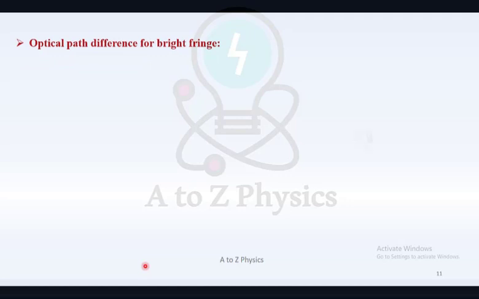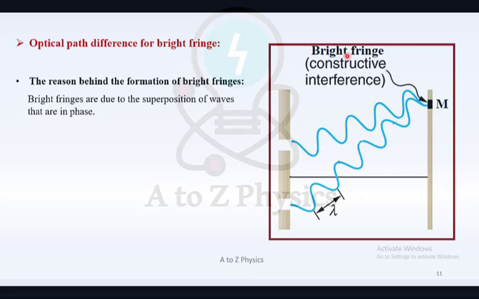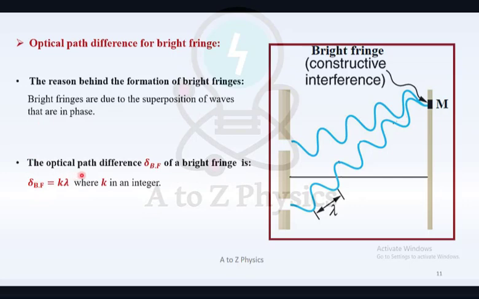Now let's discover the reason behind the formation of bright fringes. If we look at this figure, we find that the two waves reach point M in phase. In this case, the interference is constructive, and so a bright fringe is formed. So the reason behind the formation of a bright fringe is the superposition of waves that are in phase. And the optical path difference delta of a bright fringe equals k lambda, where k is an integer.